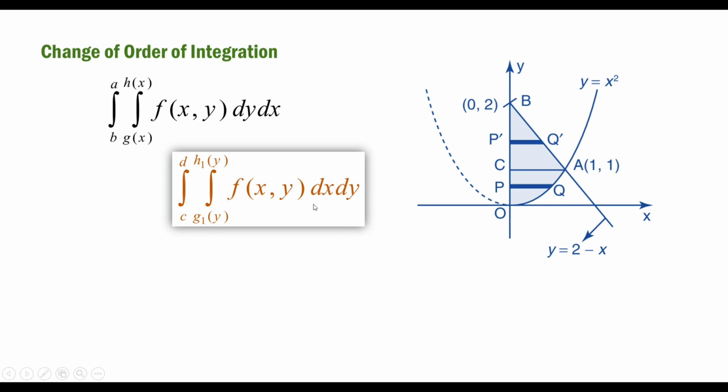It is the double integral, and hence the evaluation may be easy. To evaluate this integral, we integrate first with respect to x and then with respect to y. This process of changing a given double integral into an equivalent double integral with the order of integration changed is called change of order of integration.